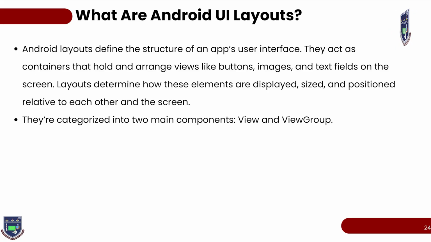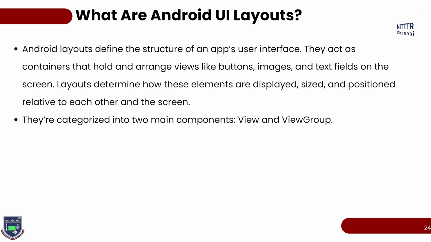So let's get started. First, we'll understand what Android layouts are. Android layouts define the structure of the application user interface. They act as a container that holds and arranges the views like buttons, images and text fields on the screen. So, the layout determines how these elements are displayed, sized and positioned relative to each other and the screen.